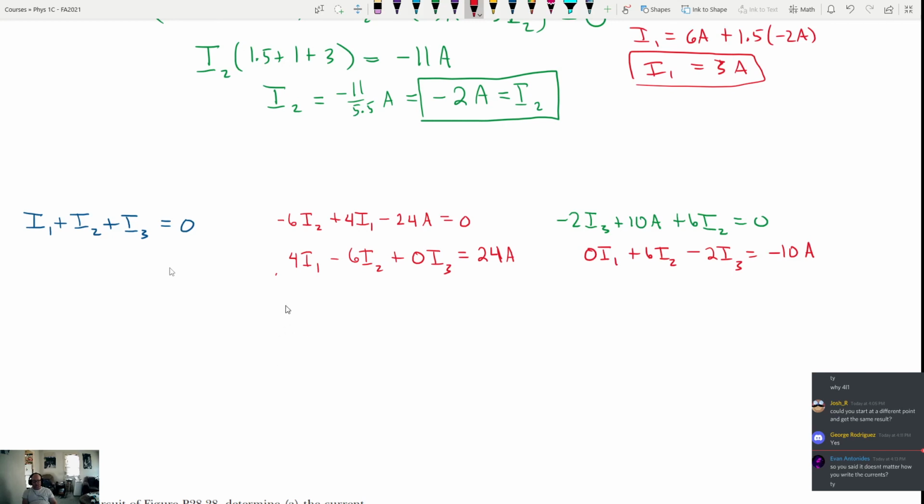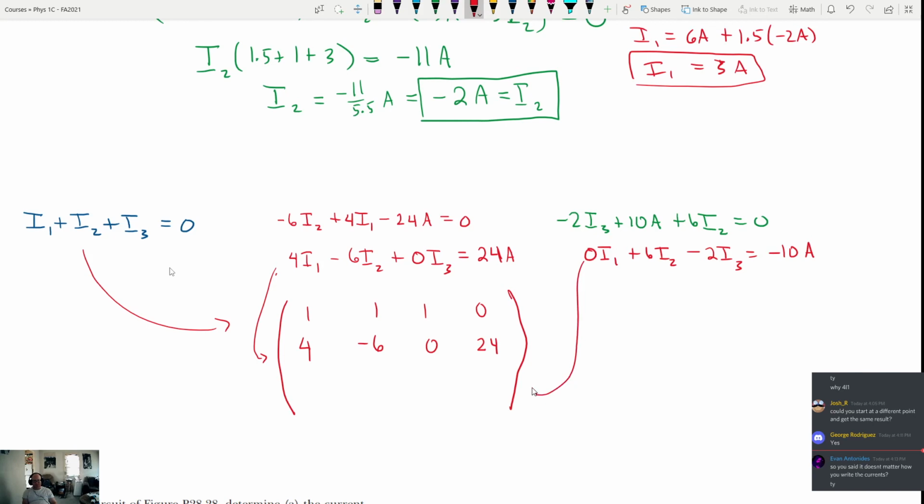And now I'm going to write a matrix that's going to be a 3x4 matrix, and I'm just going to put my coefficients in here. So this one's going to go in the first line. The coefficients are going to be 1, 1, 1, 0. This one's going to go into the second line. The coefficients are going to be 4, negative 6, 0, and 24. And in the third and final line down here, I'll put these coefficients, which are 0, 6, negative 2, and negative 10.